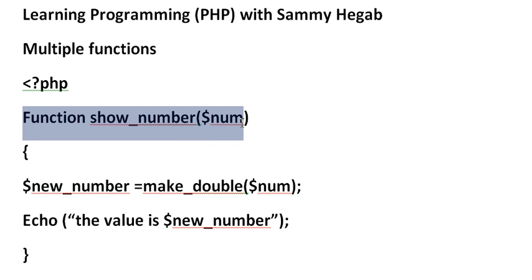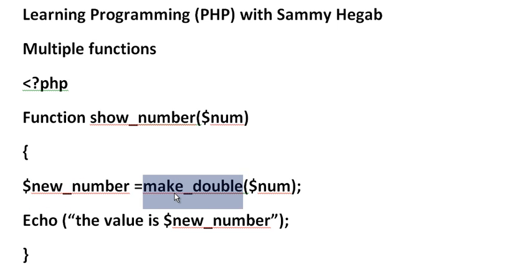We created a function called show number. It makes the number double by calling this function called make double, and then it adds that value into the new number variable. And all it does is echo the value is new number. So whatever the number is after it's been doubled, it assigns it and prints it out here. So have we finished yet?